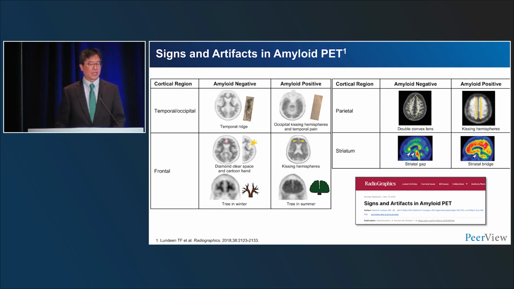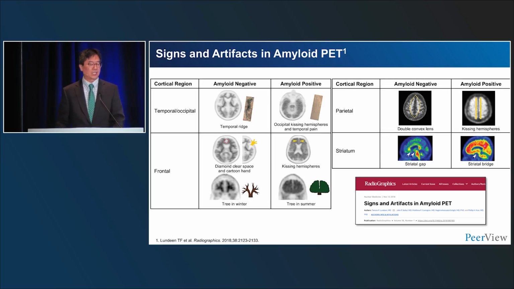A lot of people forget when they're looking at amyloid, remember your neuroanatomy. The interhemispheric fissures are lined with gray matter. So you have this big negative region in the middle because it's not only the interhemispheric fissure, but the gray matter on both sides that's negative. And when it's negative, you get this double convex line sign. When it's positive, the activity will almost touch in the middle, and so that's given the name the kissing hemispheres sign.